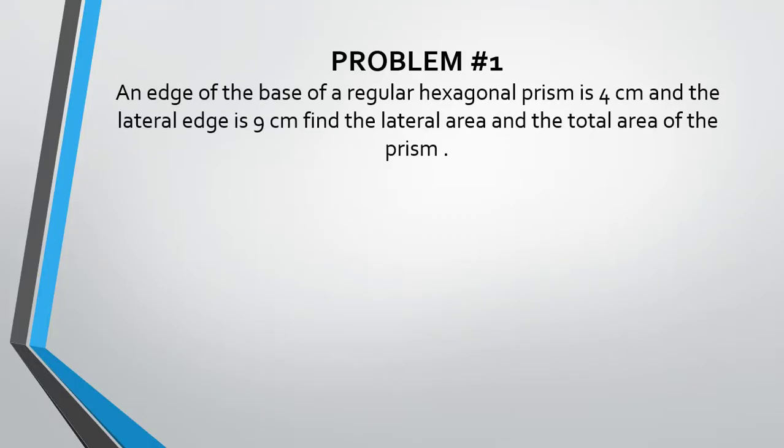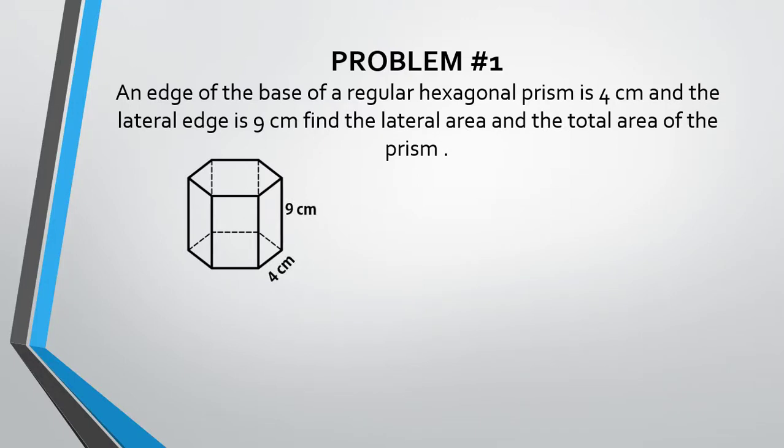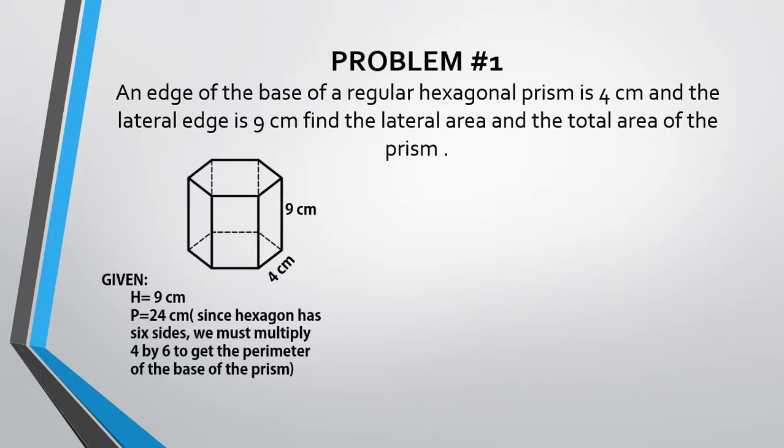Now, there are some examples here that we are going to calculate. The first one: the edge of the base of a regular hexagonal prism is 4 cm and the lateral edge is 9 cm. Find the lateral area and total area of the prism. To get the total area and lateral area of a prism, let us identify the given first. The given are the lateral edge, which is 9 cm, and the edge of the regular hexagonal prism, which is 4 cm. It is said here that it is a regular hexagonal prism, so the edges of the base of the prism are equal.